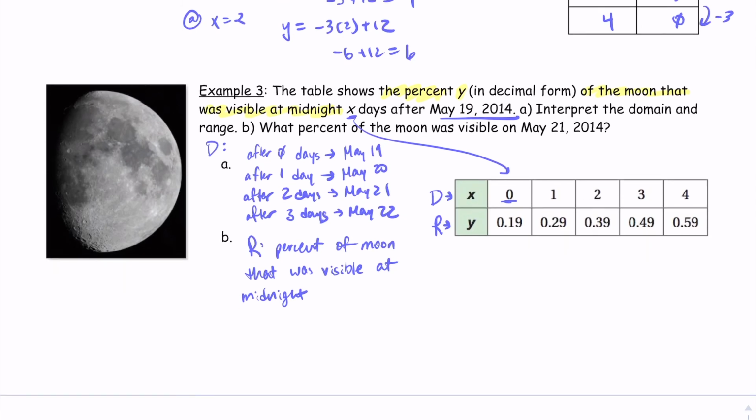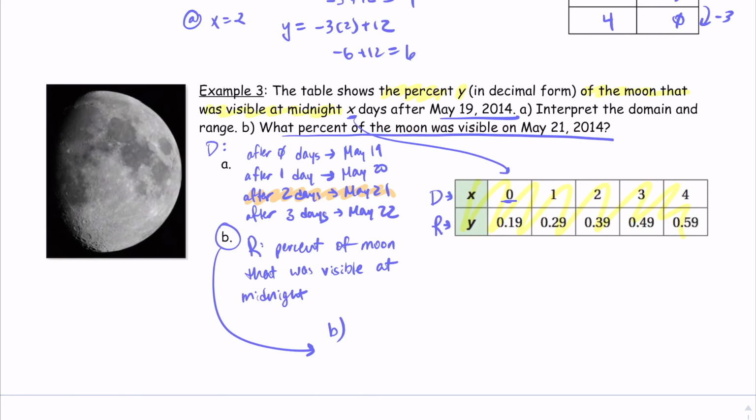Okay, so now let's do part B over here. What percent of the moon was visible on May 21st, 2014? Well, simply based off my table. If I were to look at this table right here, it'd be a little hard. I don't know when May 21st is. So this is why interpreting was so important, because now I know when May 21st is. Why? Well, it's right here. After 2 days, it is May 21st.